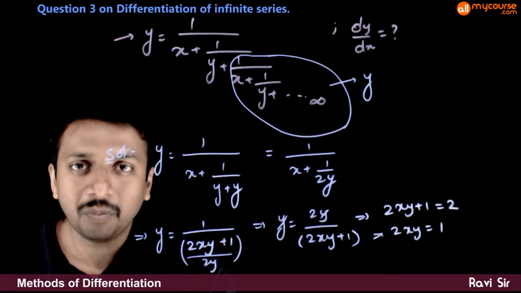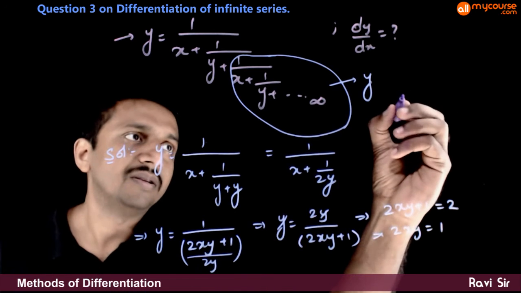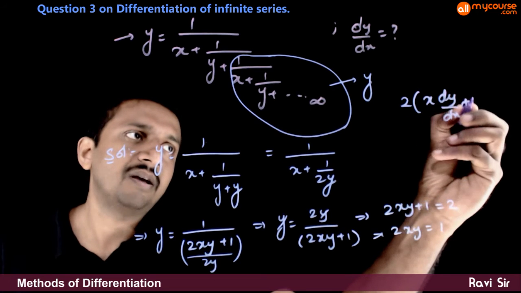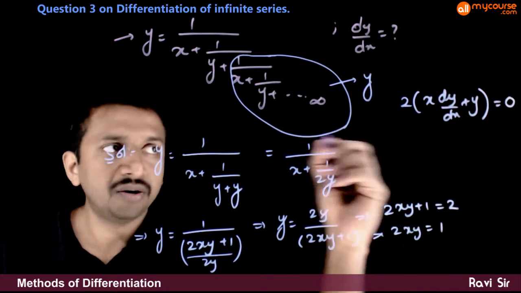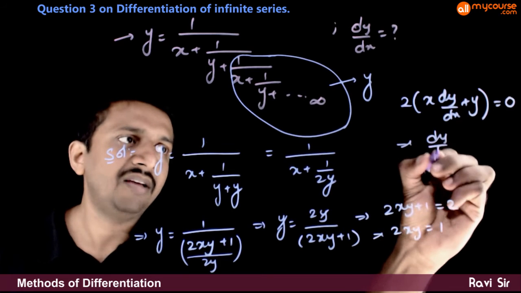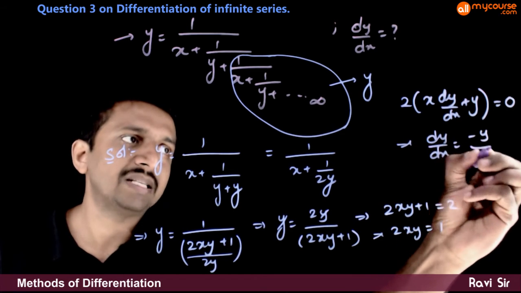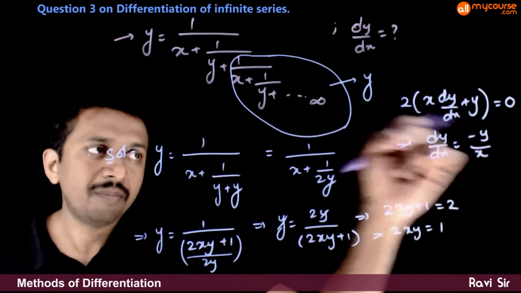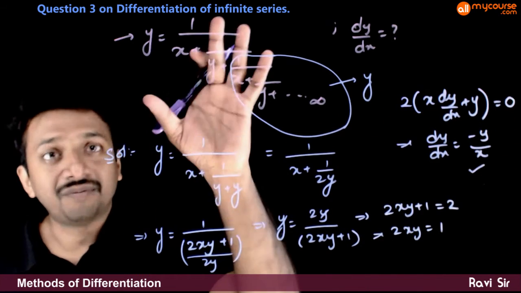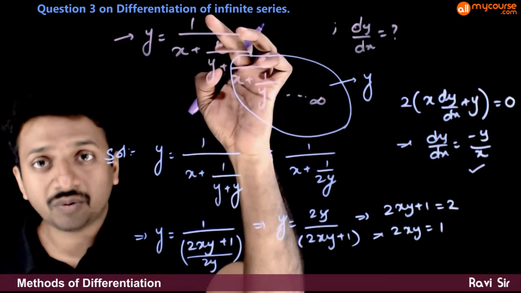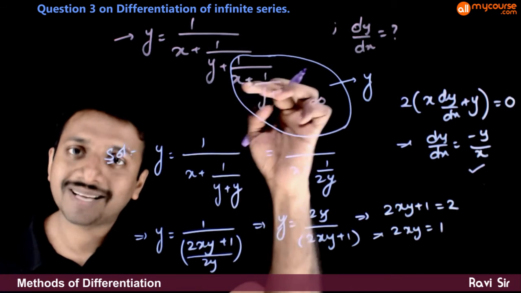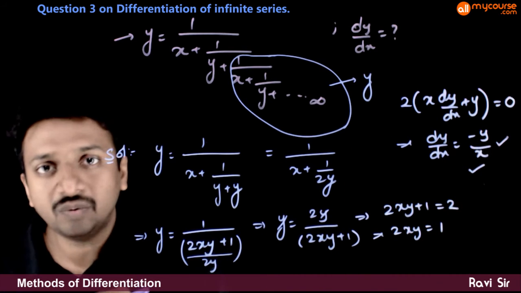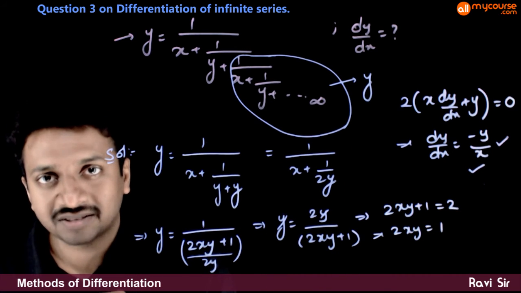Now we'll differentiate it on both sides with respect to x. So 2 times x into dy by dx plus y is equal to 0. This implies dy by dx is equal to minus y by x. This 2 gets cancelled, so minus y by x. So if y is equal to the infinite sequence 1 by x plus 1 by y plus 1 by x plus, and so on up to infinity, dy by dx is simply equal to minus of y by x.